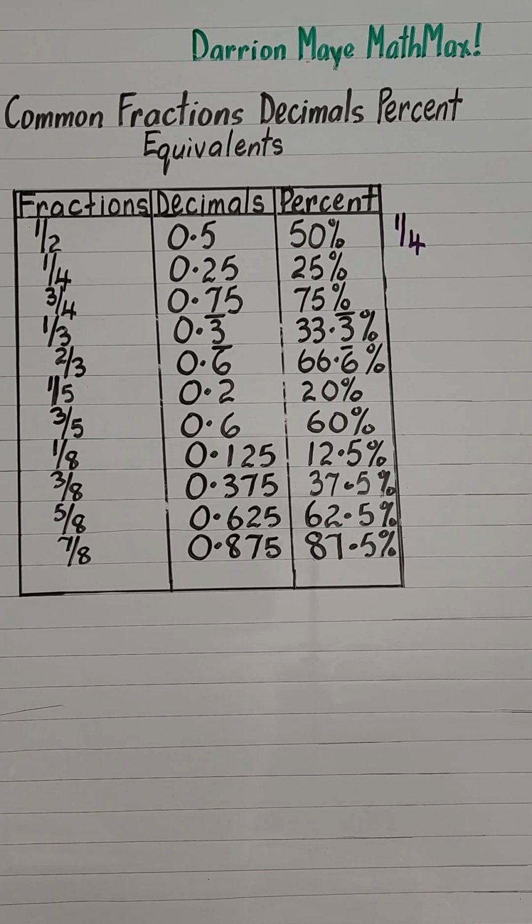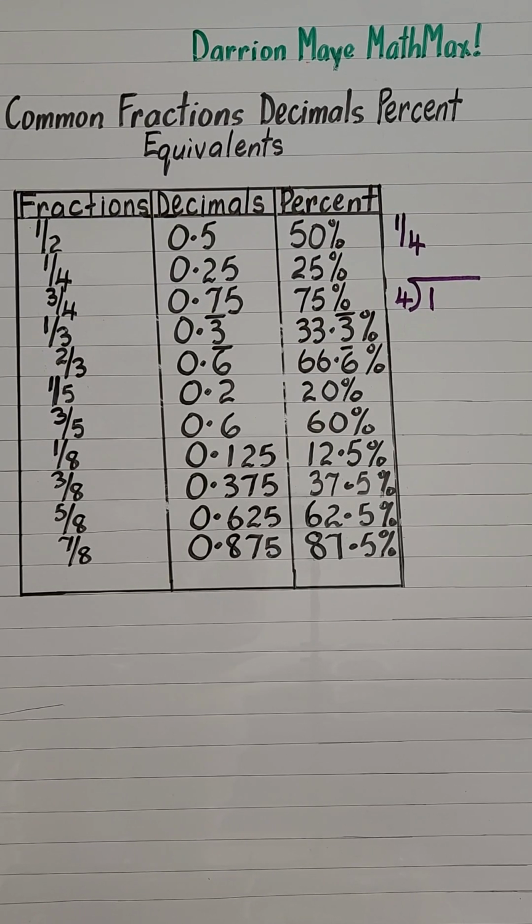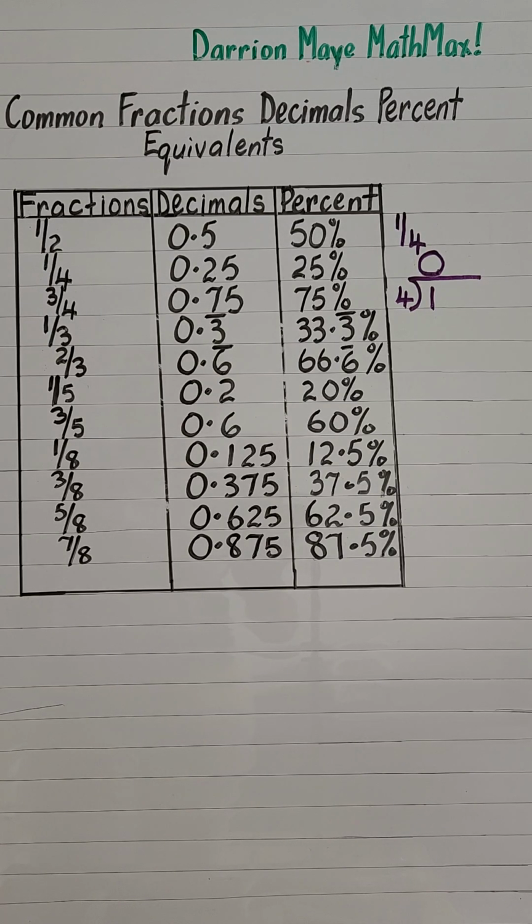And let's start with a quarter. To convert a quarter to a decimal, we divide the numerator by the denominator. That is 1 divided by 4. How many times can 4 go into 1? It's 0 times. So in order to proceed, we're going to put a point and add a 0 to the 1.